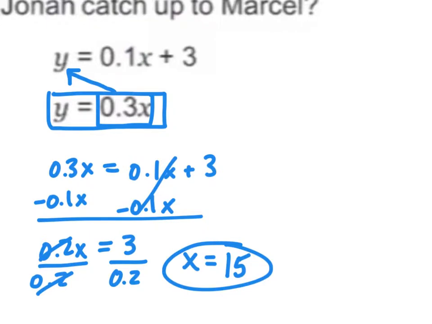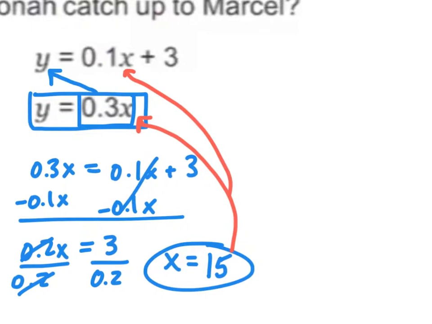So what I would do is take this x value of 15 and plug it into either of these values for x in the other equations. I'm going to do it in the bottom one here first because it's a little bit easier.